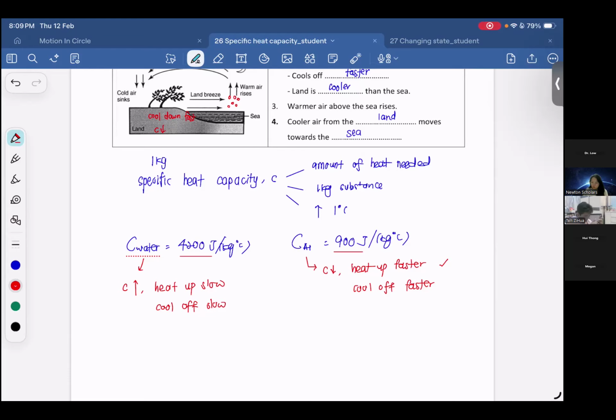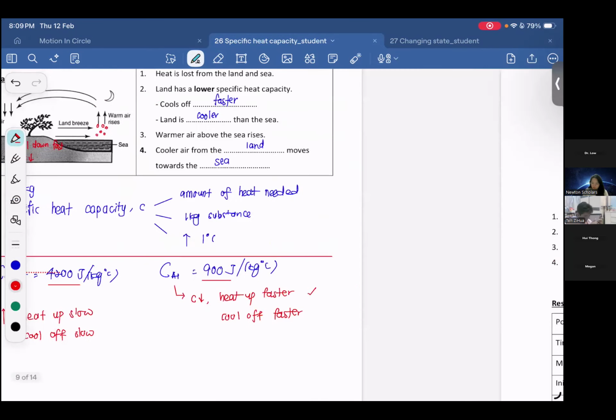So this concept you have to be very clear. When you are a designer trying to choose the material, you have to ask yourself whether you want it to heat up fast or heat up slow. With this knowledge, we continue. We have recapped what specific heat capacity is, so we come to page number 9 right now.